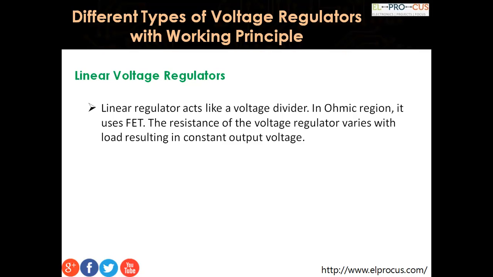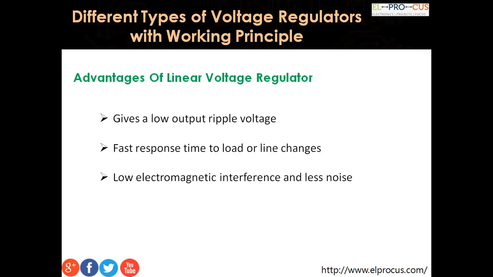And in the ohmic region, we are using the FET, because we know that in the ohmic region, the output current increases linearly with respect to the voltage. How will it increase? Linearly. That's why we are using a FET in the linear or ohmic region. The resistance of the voltage regulator varies with load, but it will give us a constant output voltage. And there are some advantages of the linear voltage regulator.